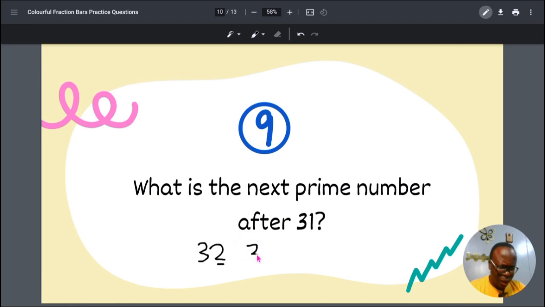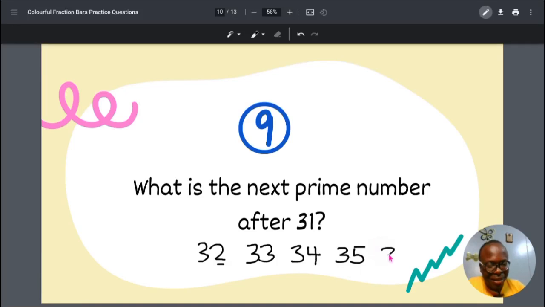And then I move to 33. 33 can be divided by 11, and can also be divided by 3. So definitely it's not a prime number. Let's move to the next one, which is 34. 34 can be divided by 2, of course, and also by 17. So it's not a prime number. We move to 35. 35, of course, can be divided by 5, and 7 times 5 is 35.